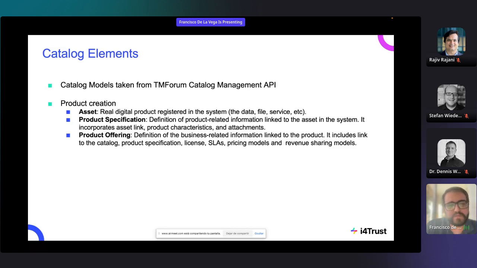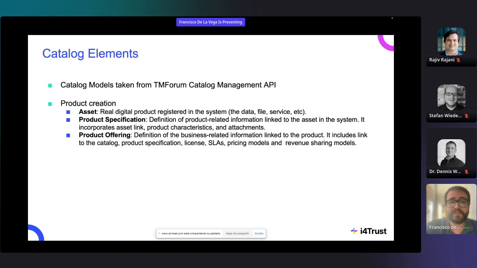The product specification is the definition of all the product-related information linked to the specific asset. That means the information of the asset, which are the product characteristics, which are the different attachments that you have in the system for the product, for example, pictures, documentation, or whatever. Everything that is related with the product is defined as part of a product specification.